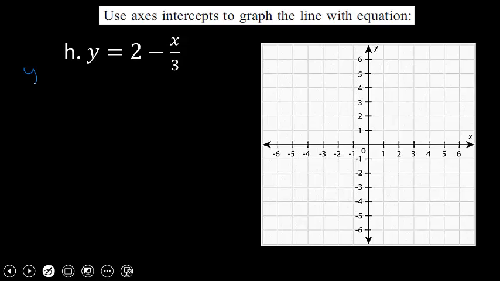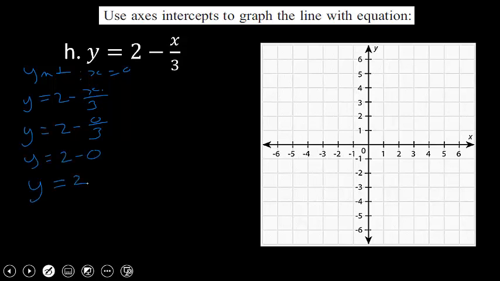So y-intercept means that x equals 0. So I say y equals 2 minus x over 3. Y equals 2 minus 0 over 3. Y equals 2 minus 0. Y equals 2. Y coordinate is going to be 0, 2. That's going to be over there. Notice I swapped them by accident.